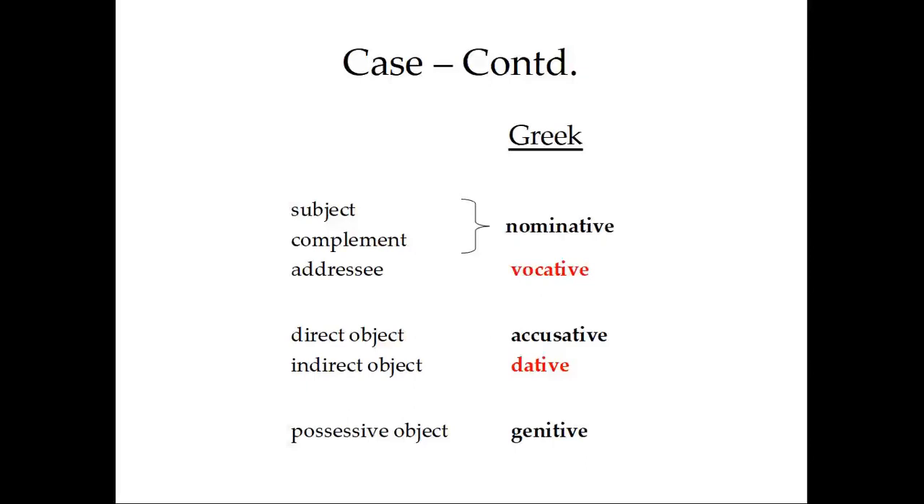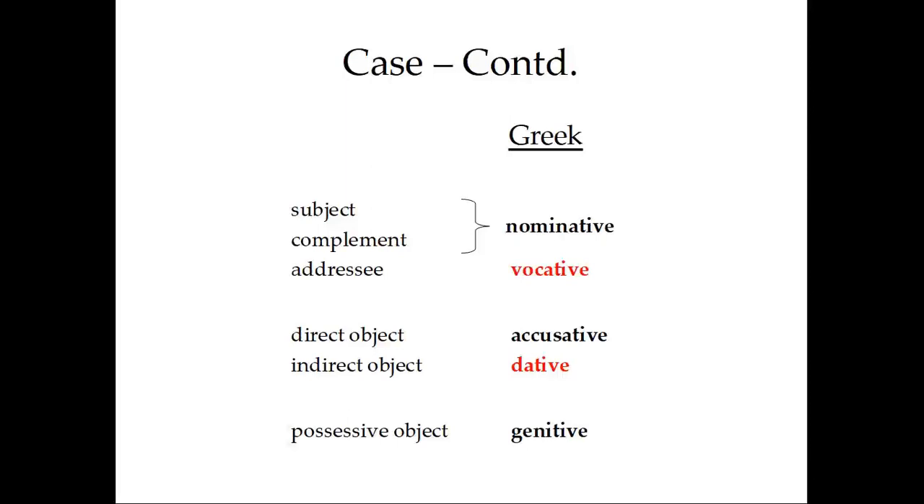Now I put vocative and dative in red because these are basically additional cases, additional forms that Greek uses to do the same thing. And in English, it's much simpler.